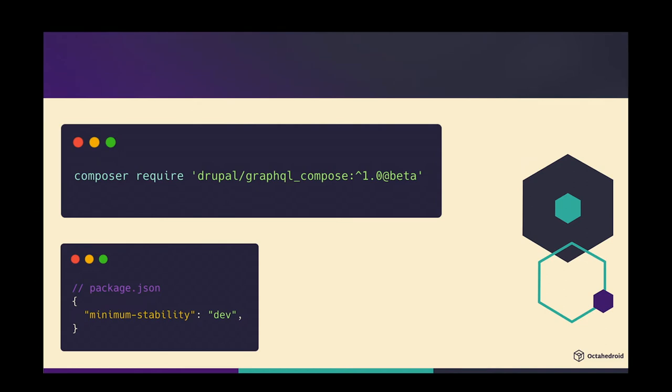How to use that? Well, composer require Drupal GraphQL Compose, which is in beta. You need to make sure, even if you cannot see it on screen, that you change the minimum stability to dev in your composer JSON file because the module is in beta. But you know, it's Drupal beta, it's kind of like dev, and dev is kind of like prod on Drupal. We all know that.